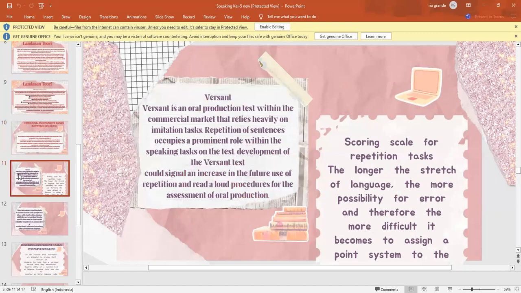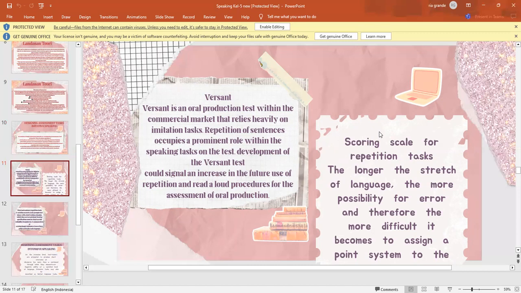And here are some methods. The first one is PhonePass. PhonePass is an oral production test in the commercial market that relies heavily on imitation tasks. Repetition of sentences occupies a prominent role within the speaking tasks on the test. Development of the PhonePass test could signal an increase in the future of repetition and read-aloud procedures for the assessment of oral production. And the second is a scoring scale for repetition tasks.